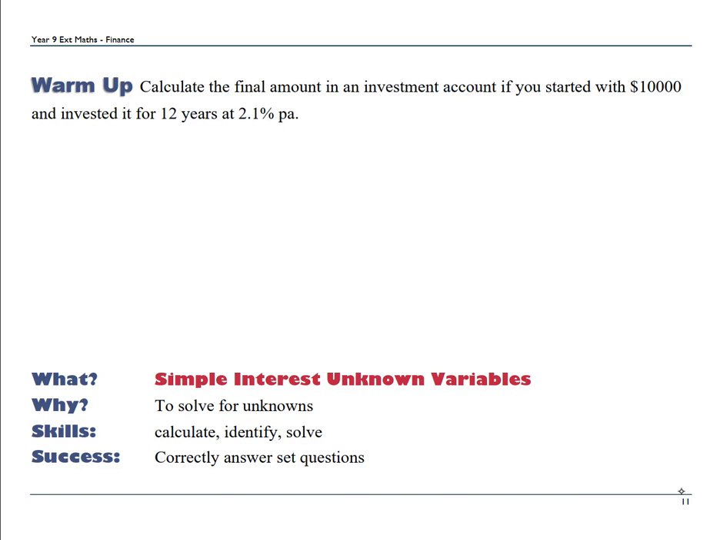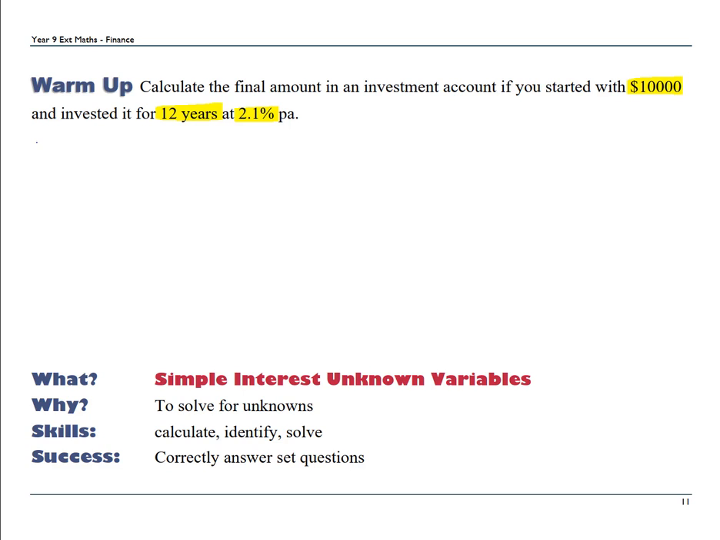Let's start with a warm-up question. Calculate the final amount in an investment account if you started with $10,000 and invested it for 12 years at 2.1% per annum. Pause the video and have a go. Okay, so principal is $10,000. Our number of years is 12 and it's 2.1% per annum.